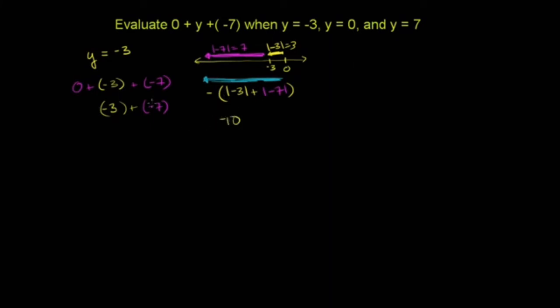So if your signs are the same, you can just take the absolute values of them and say, OK, that's how far we're going to move total. And we're that far away from 0 to the left, since everything was a negative number. So the answer here is negative 10. So that was y is equal to negative 3.